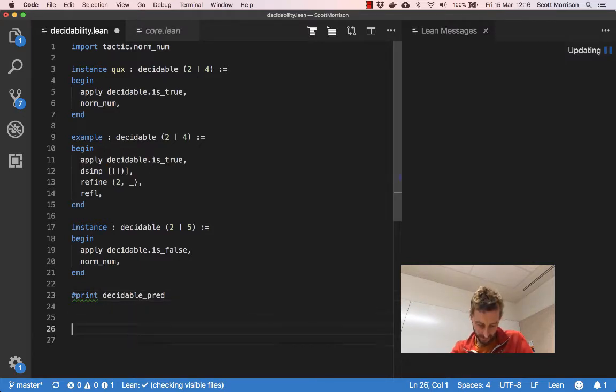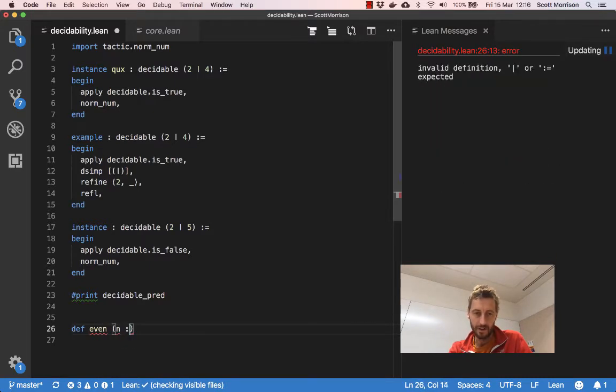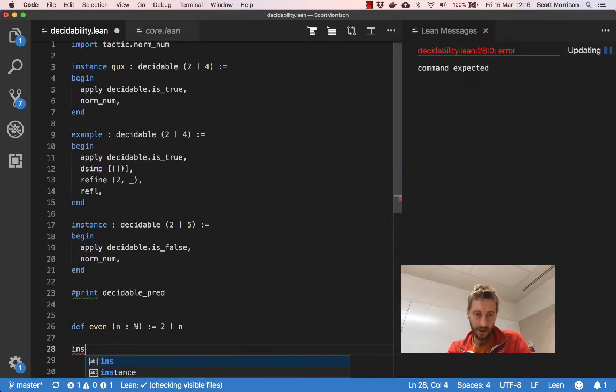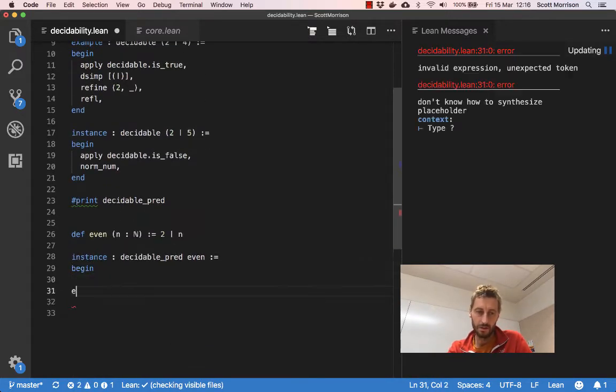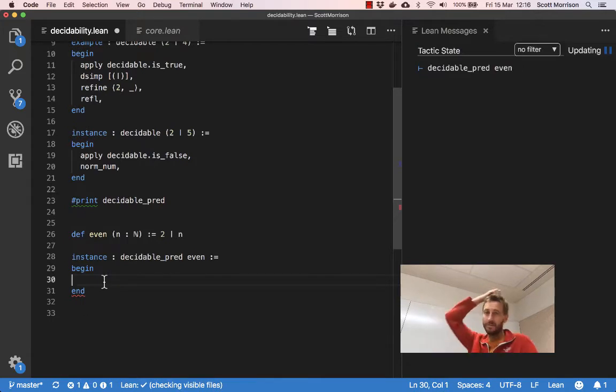So the sort of example that you might have there, say we define evenness of natural numbers in the obvious way. Oops, that needs a colon equals. And then we might want to provide an instance that says that this is a decidable predicate on the natural numbers. And now life gets a little bit harder. We have to prove an infinite family of decidability results at this point. So what do we do?